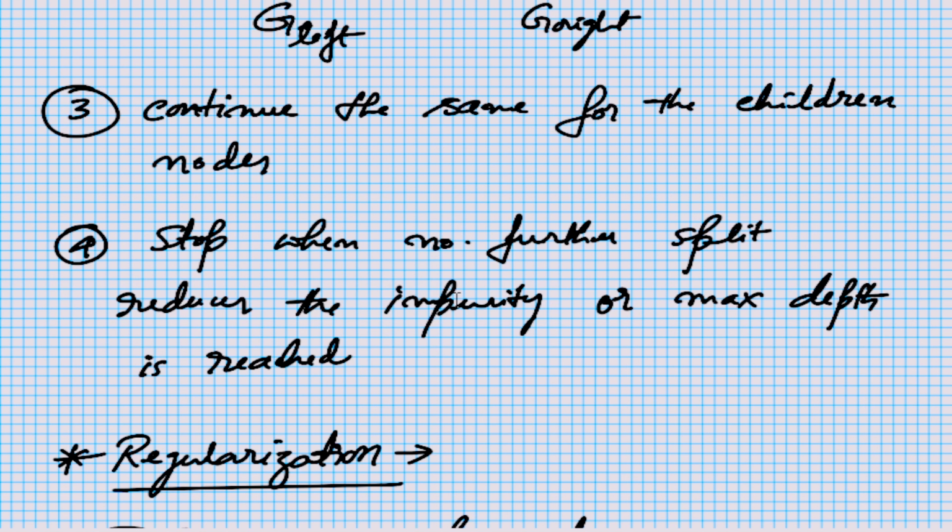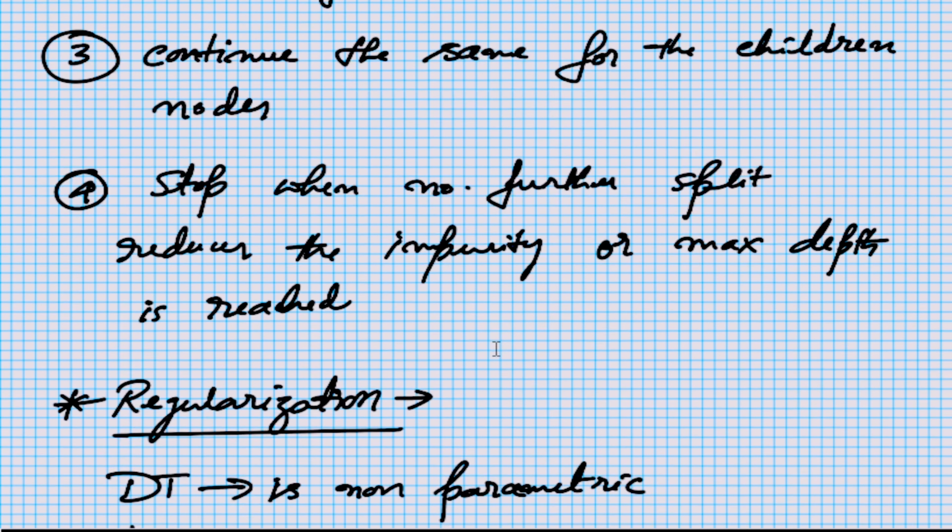Otherwise, you have another option. The user can specify, okay, I need only 2 layers, or I need only 5 layers, like that. Max depth is the parameter. If you say max depth equal to 2, from the parent node only 2 layers will be considered, layer 1 and layer 2. After that, it stops. So either max depth is reached or the impurities remain the same even for the children nodes, which means you will stop.